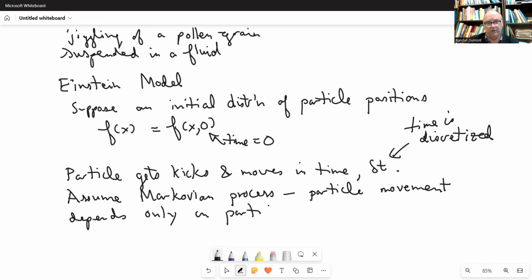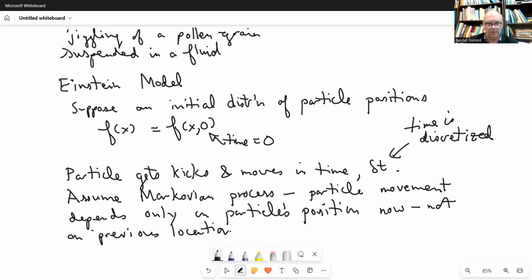Particle's position in the previous step, not on previous locations, that is, before the current time. This assumption can be relaxed, and we will consider such relaxation of the process later on.